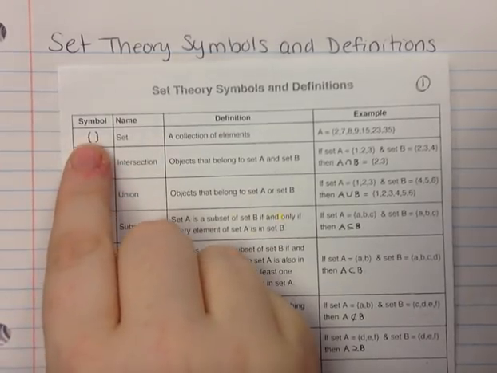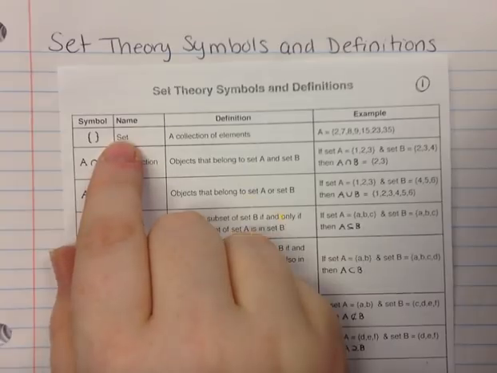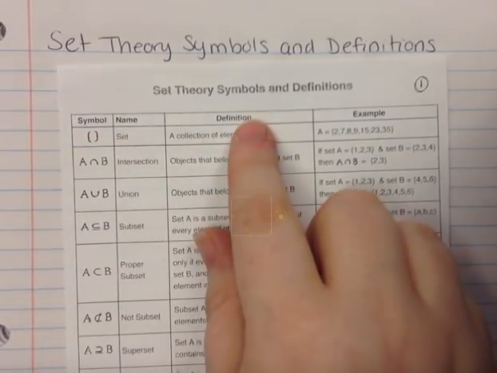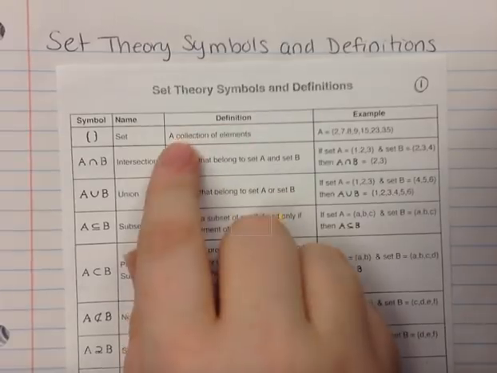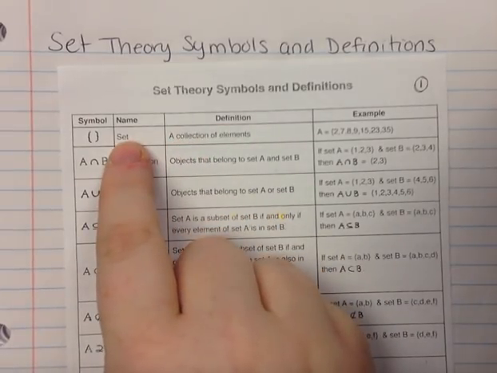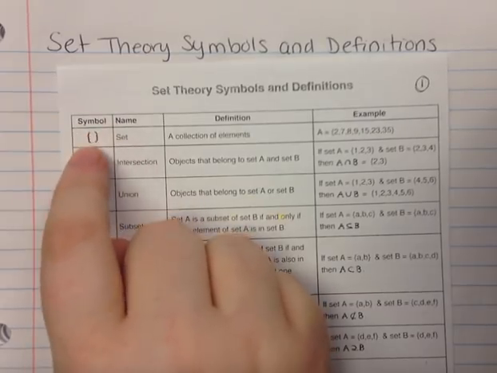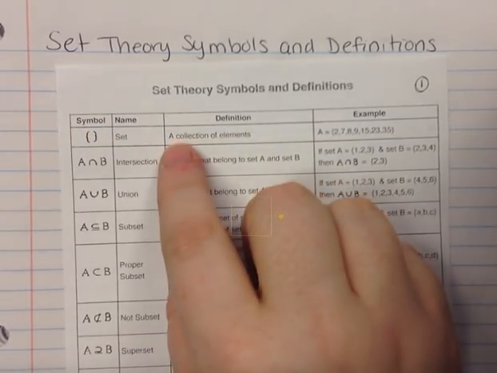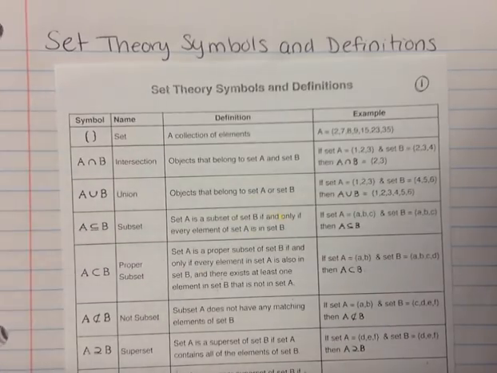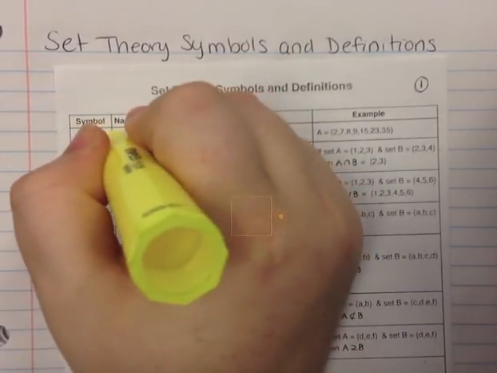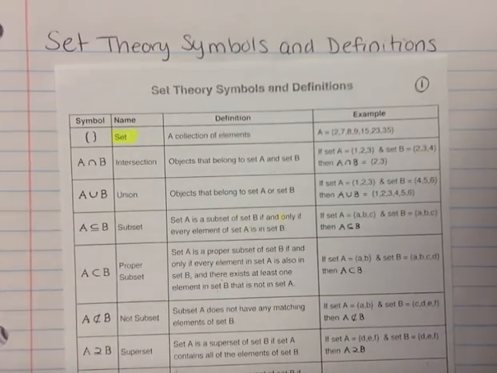The first one we're going to talk about, the symbol and the name. We're going to have symbols, names, the definition, and an example of them. First one is called a set. A set is notated with the two brackets, the squiggle brackets. A set is a collection of elements. This first one is used throughout this entire video.